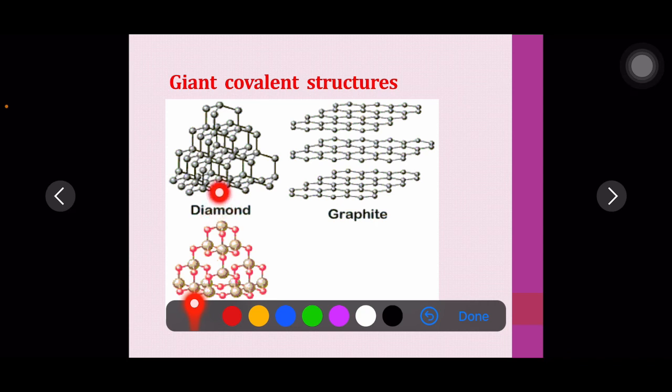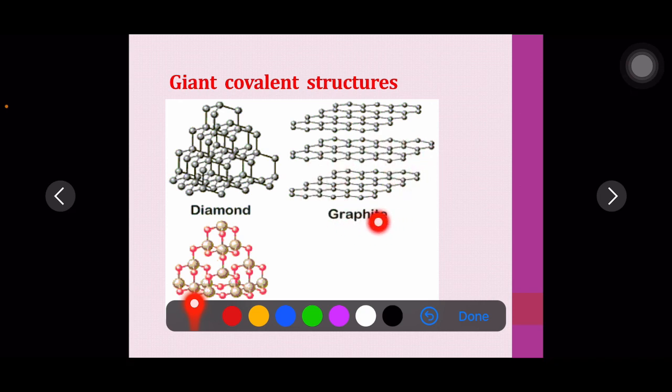In diamond, each carbon is bonded to 4 other carbons with covalent bond, and in graphite, each carbon is bonded to 3 other carbons with the covalent bond. And in graphite, the carbons are arranged in the form of layers of hexagon, and there are weak forces between hexagon layers. That's why these layers can slide over each other.